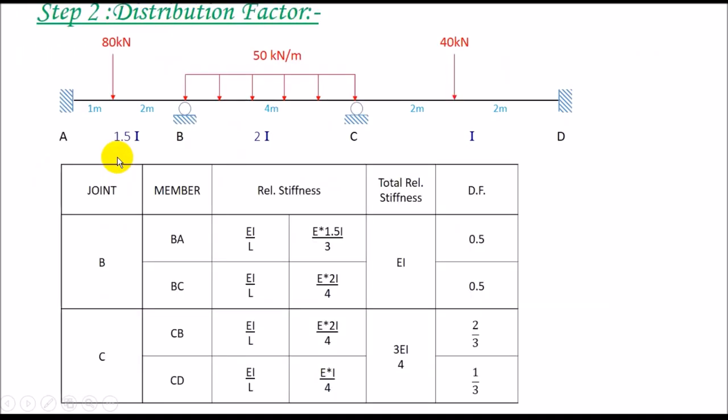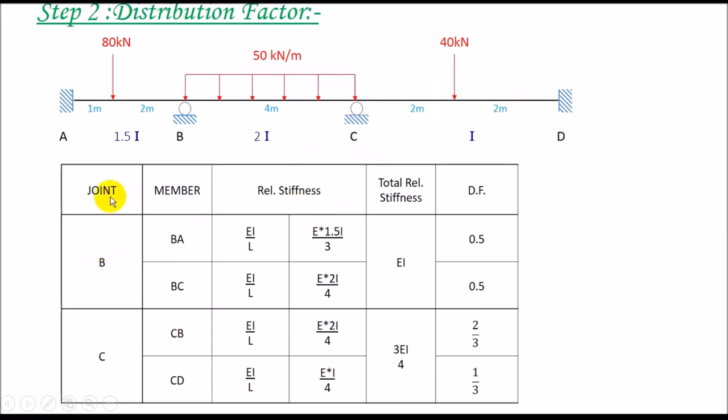Now step 2 is calculating the distribution factor. The distribution factor is very important for the moment distribution method, and we can calculate it by drawing a table. I'll explain this table. It consists of the intermediate joints. In our case there are only two intermediate joints, B and C, and they are called intermediate joints because they connect more than one member: BA and BC for B, and CB and CD for C.